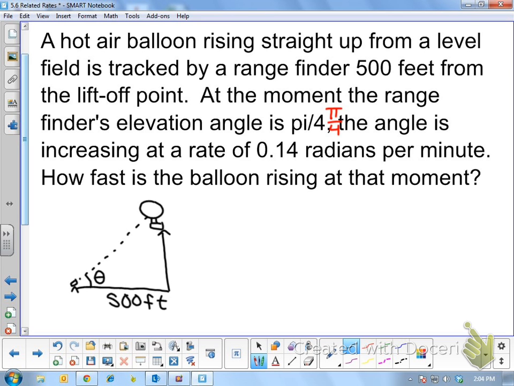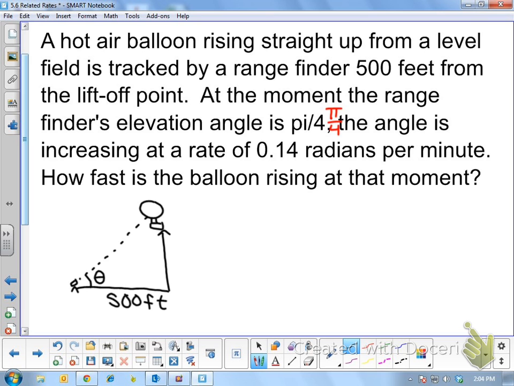At the moment, the rangefinder's elevation angle is pi over 4. So at this particular moment in time, this is pi over 4. But will the angle here change? It'll get bigger. So we are not going to label this as pi over 4 right now because it can change. And the angle is increasing at a rate of 0.14 radians per minute. So this angle that's moving, at this particular moment in time, is moving at 0.14 radians per minute.